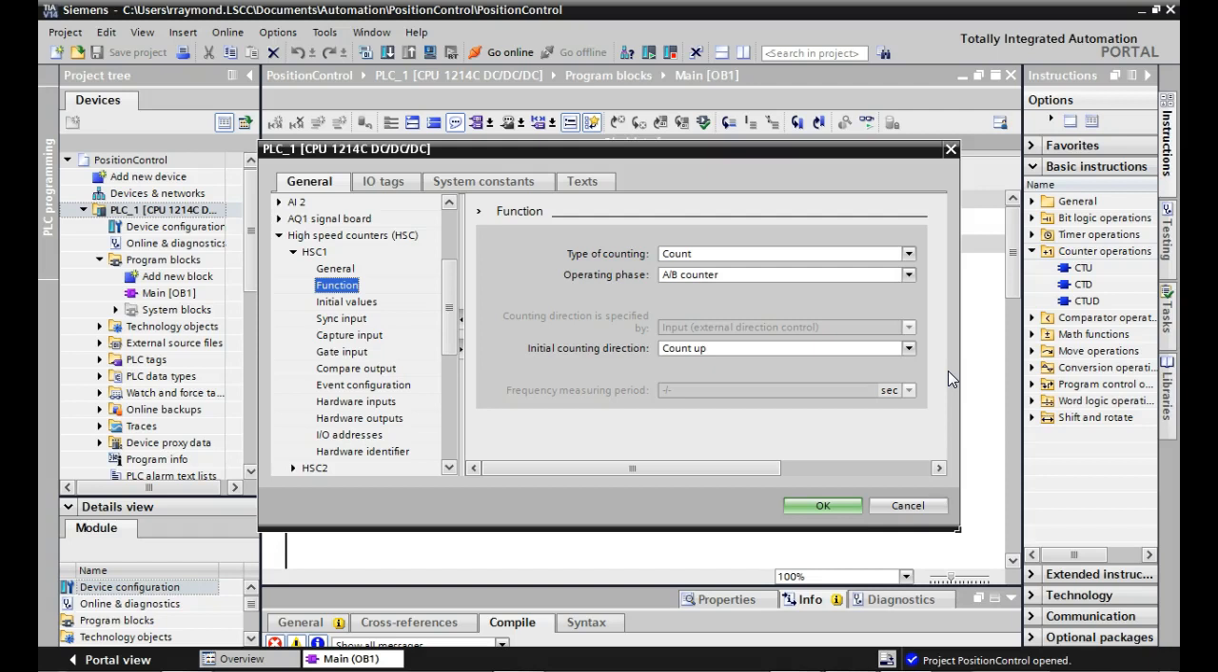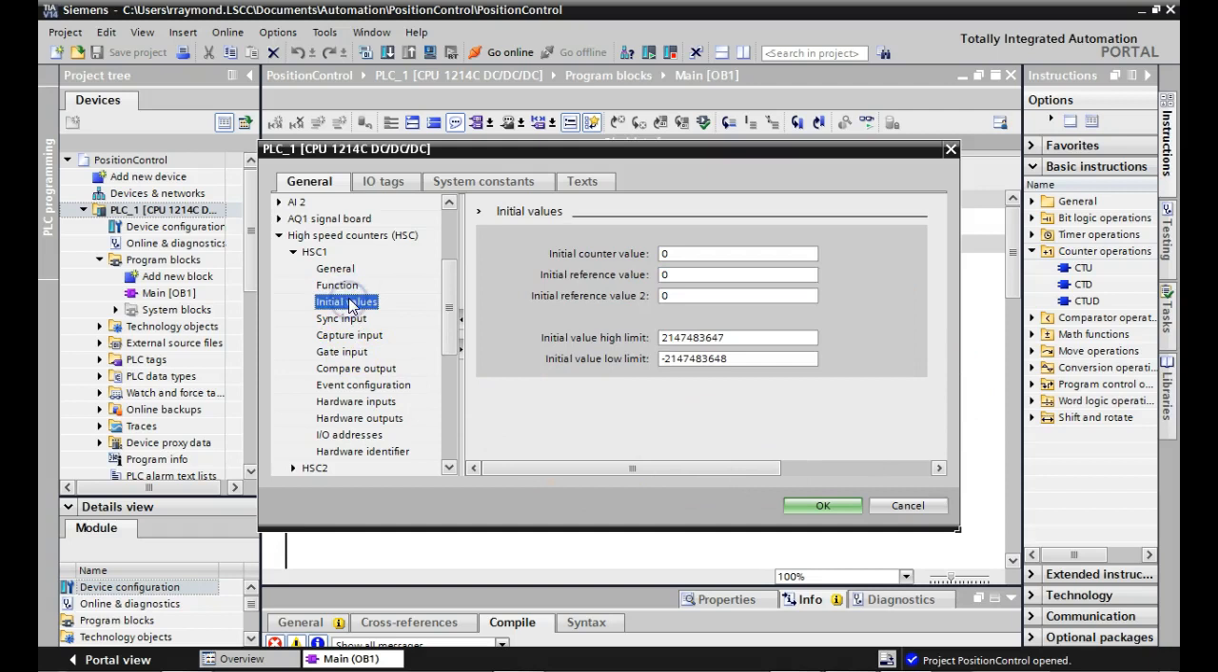So this is what we call an AB counter. These are the 3 we got. We can just make it a single-phase counter, a 2-phase counter, or an AB counter. This means it's a quadrature counter, which means it gives us direction. Then the initial values. So look how far the sucker can count.